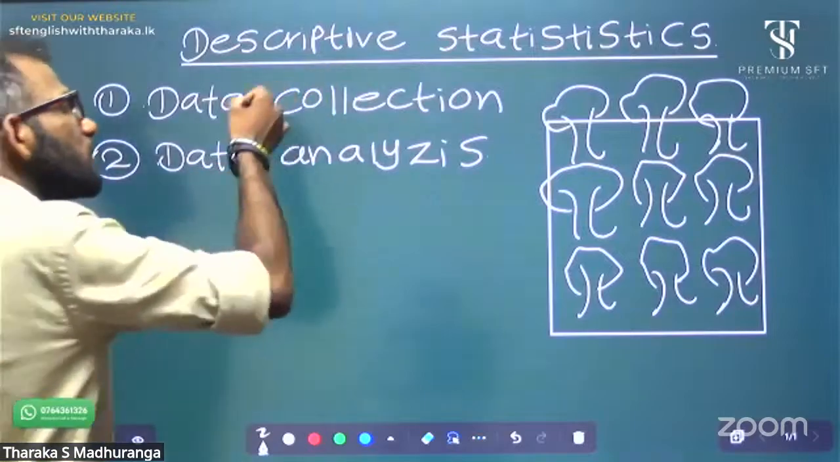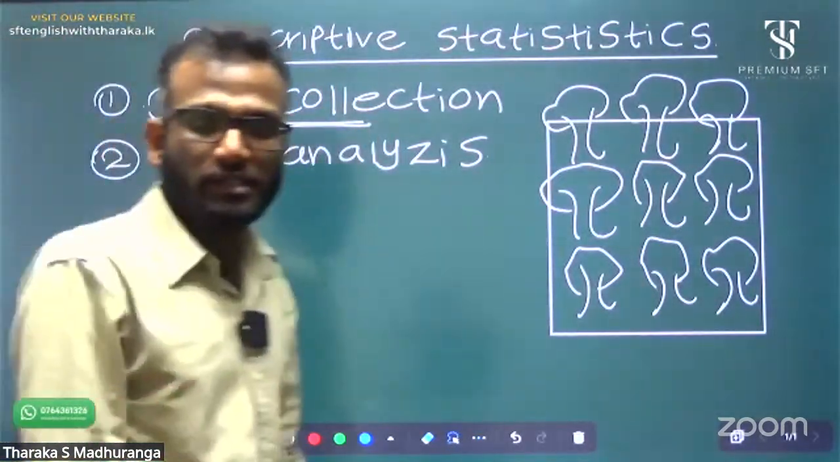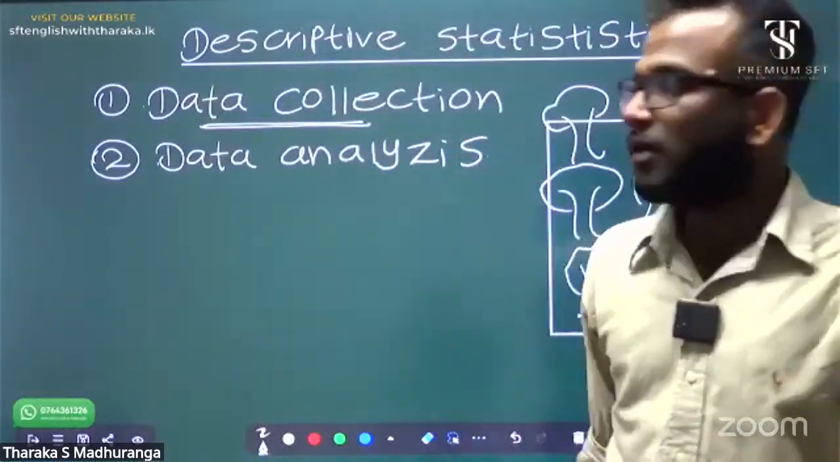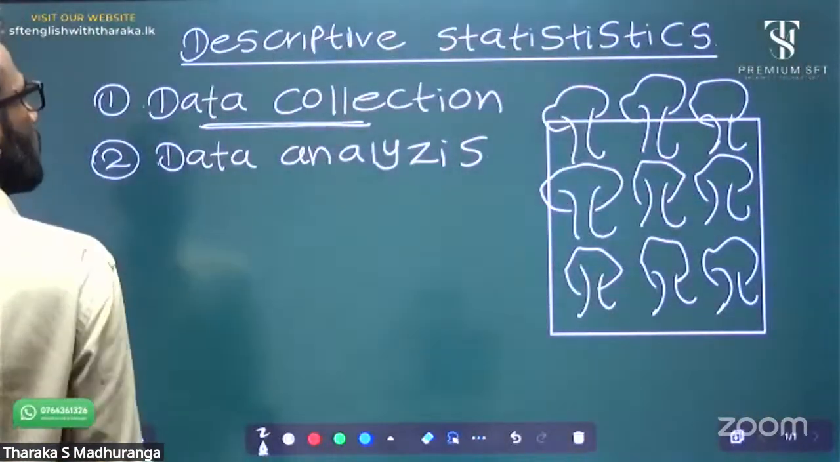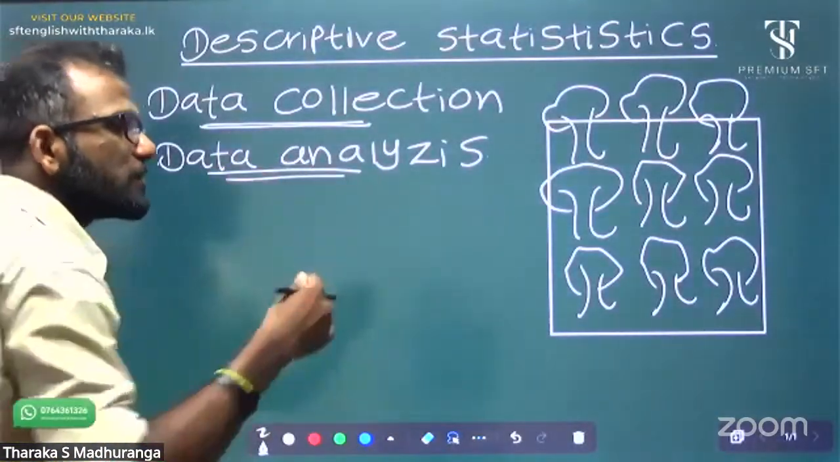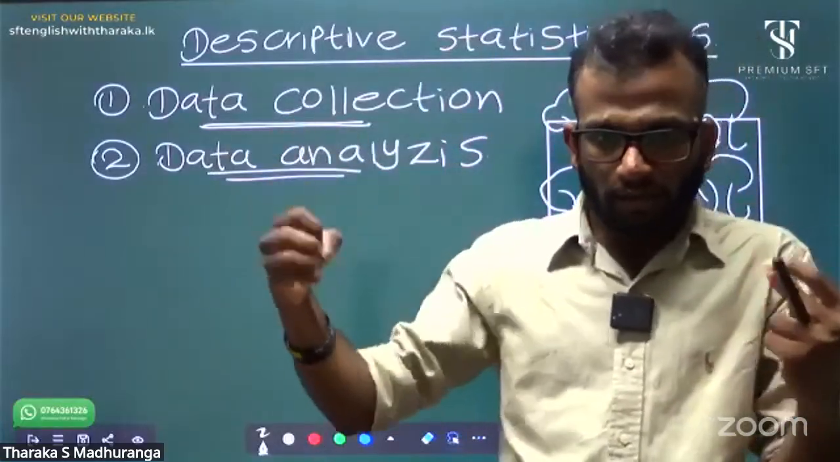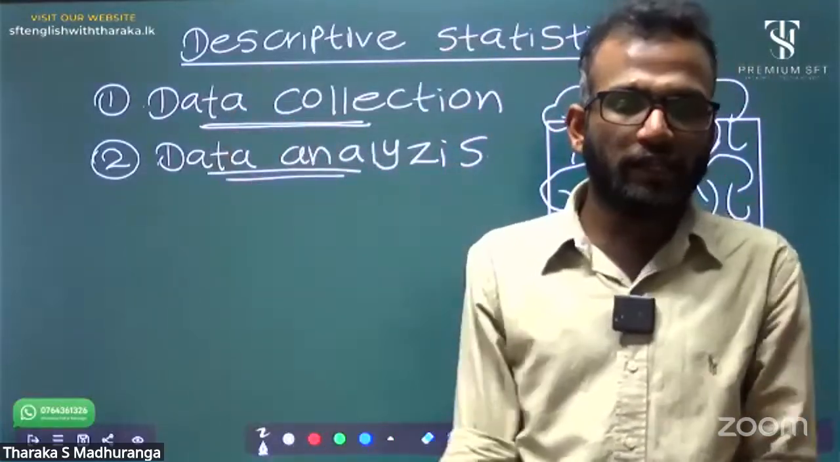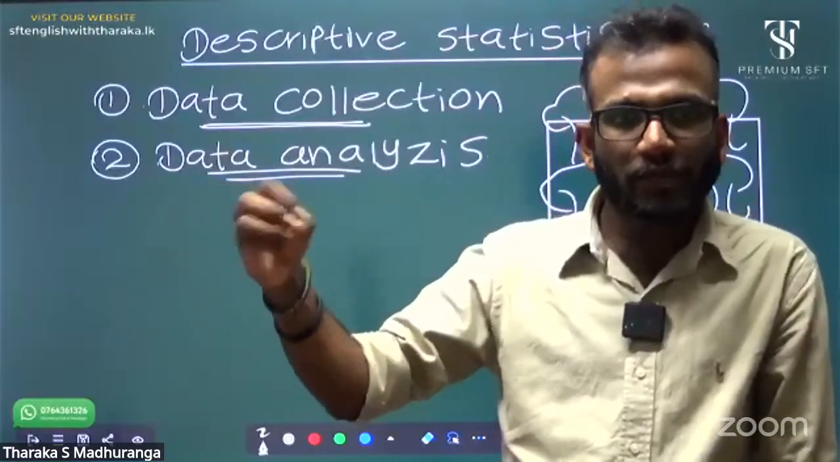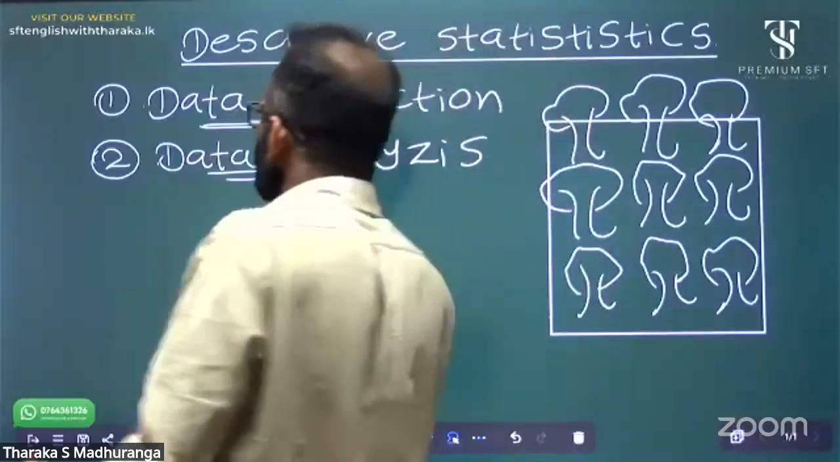Okay, for statistics, the first step is data collection. Then after collecting data, now you can analyze. Analyze means we can prepare the data in an organized way. That's the meaning of data analysis. You can prepare this collected data in an organized way.